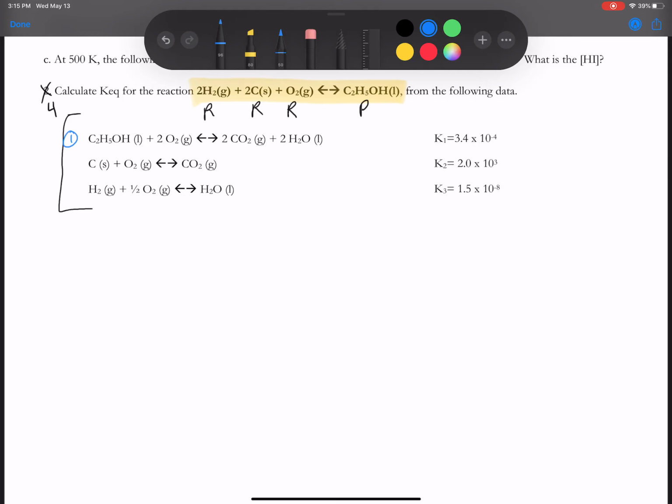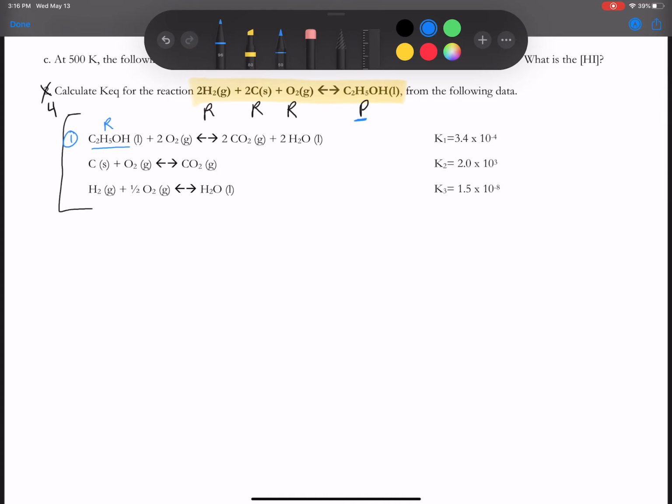Looking at equation number 1, try to find any of the reactants or the products that you have in your brand new equation in this original data. I can see that I have C2H5OH and I need that. However, in my data, this is a reactant, and remember that in my new equation, it's being shown as a product. So automatically, I should keep in mind that I'm going to have to flip this reaction.